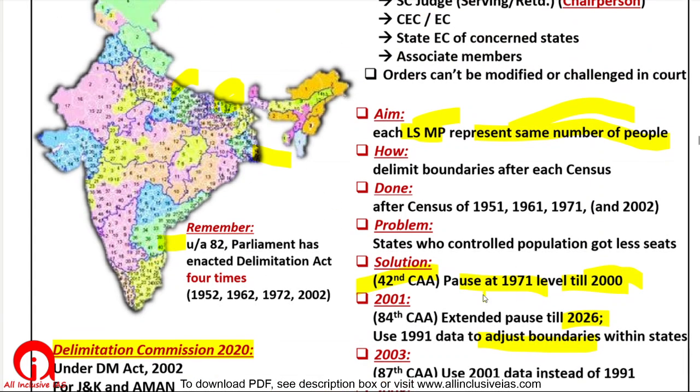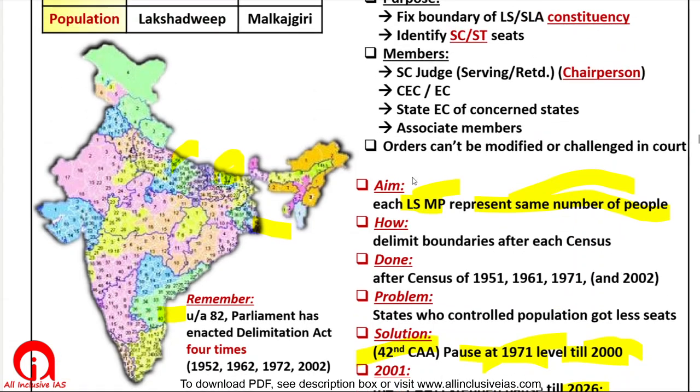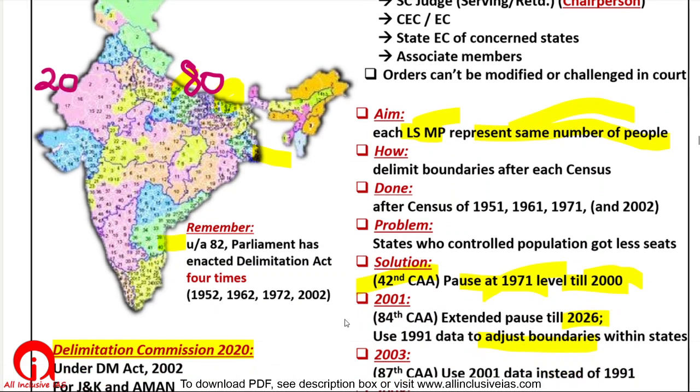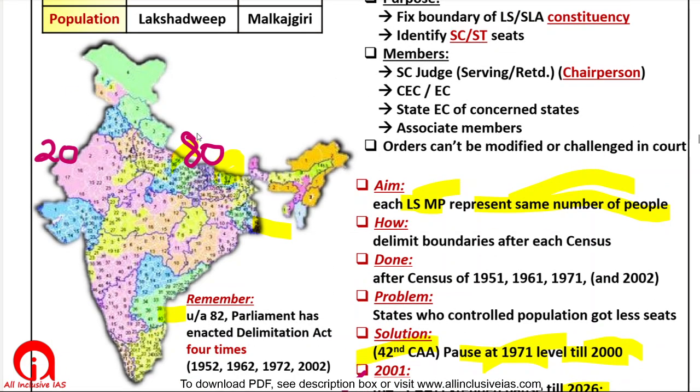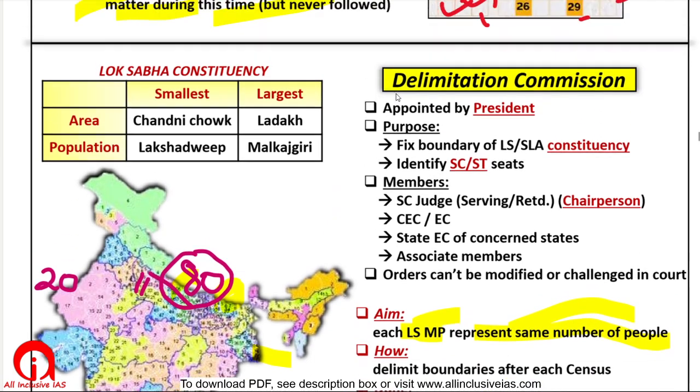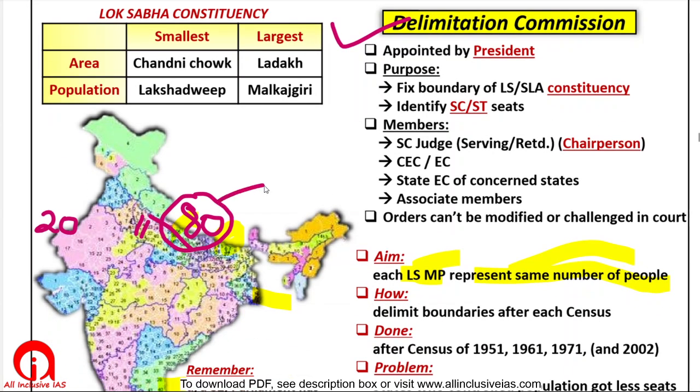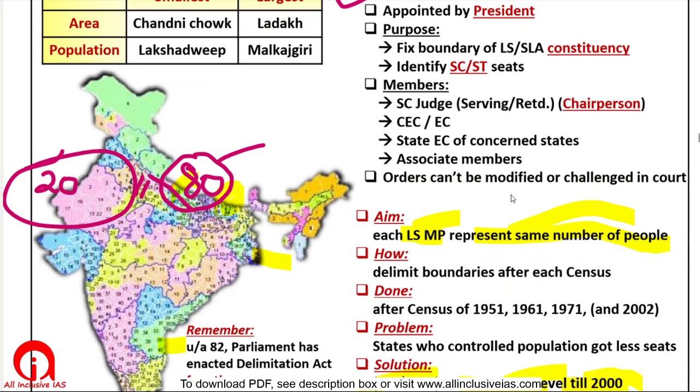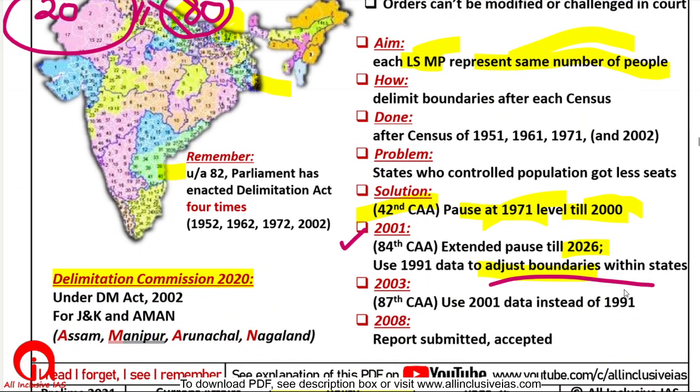That is, suppose at the 1971 level, Uttar Pradesh had 80 seats, and Rajasthan, let us say, had 20 seats. So later on, the government said that Uttar Pradesh will continue to have 80 seats. However, within Uttar Pradesh, some regions would have more population, some less. So internal adjustment will be done by the Delimitation Commission, subject to the overall 80 seats of UP. The number of seats won't change. Rajasthan will continue to have 20 seats, like that. So internal adjustment was allowed within the states.